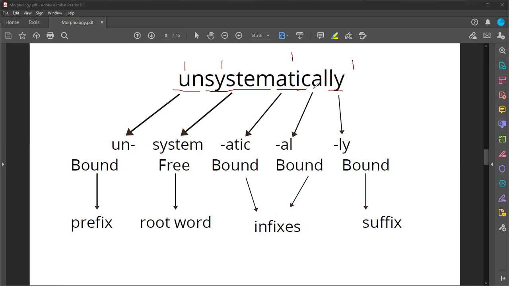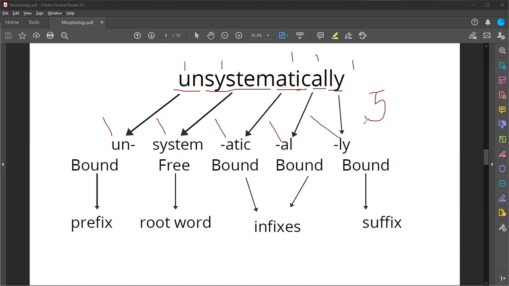So we have two, and the al, just like practical or practice, practical. So another one. So, sir, how many morphemes do we have in the word unsystematically? So we have one, two, three, four, five. We have five morphemes.